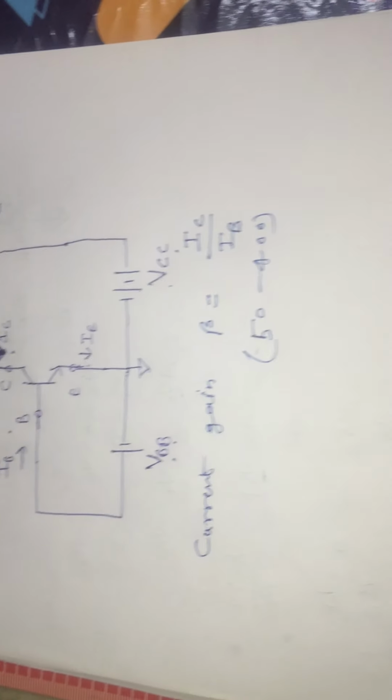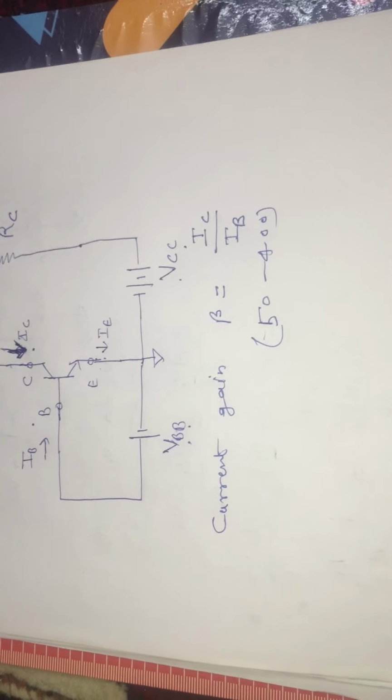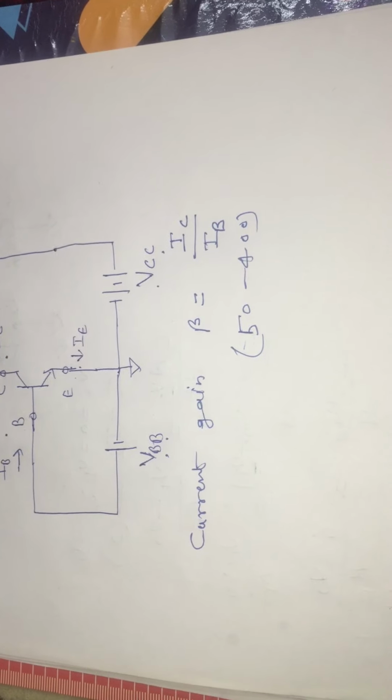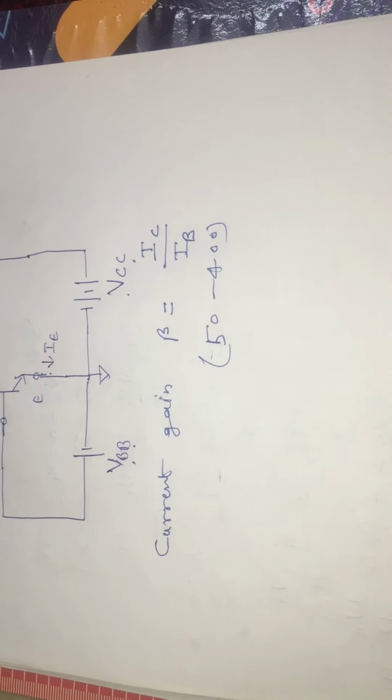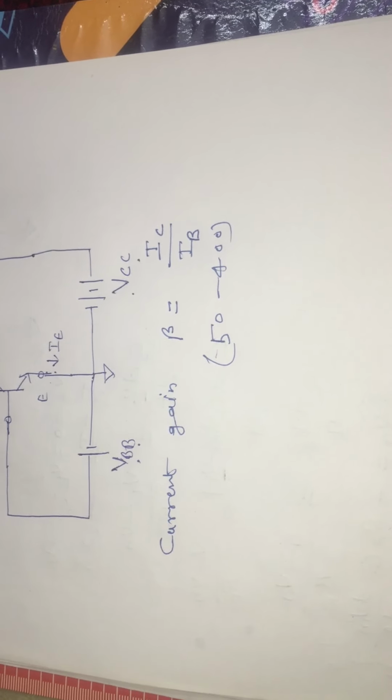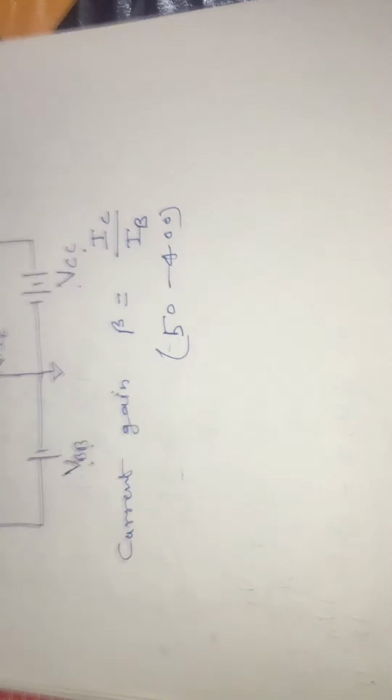Now, this is a simple advantage of common emitter over common base. In common base, the current gain alpha is less than 1, and in common emitter it is beta, which is greater than 1. It is between 50 to 400.